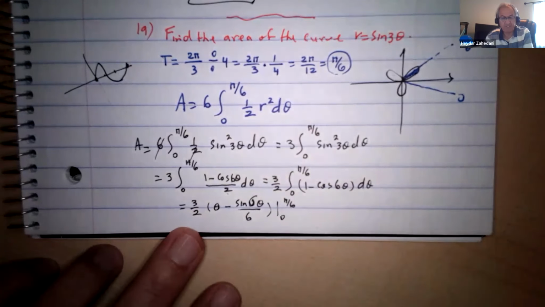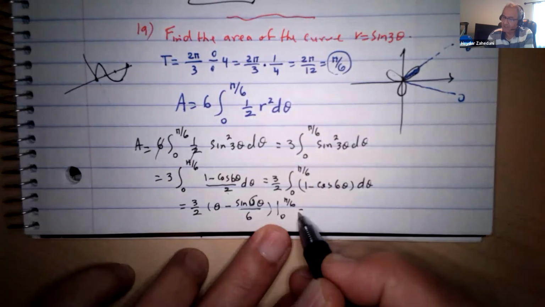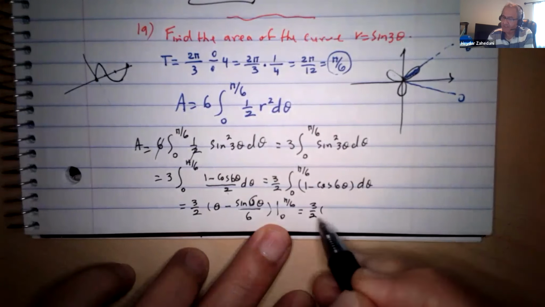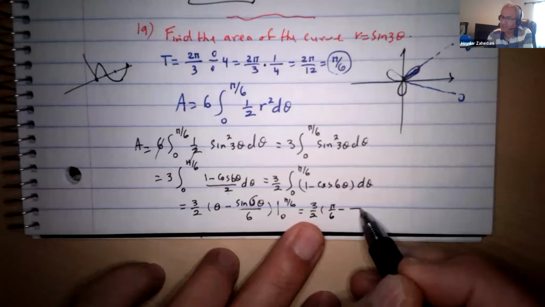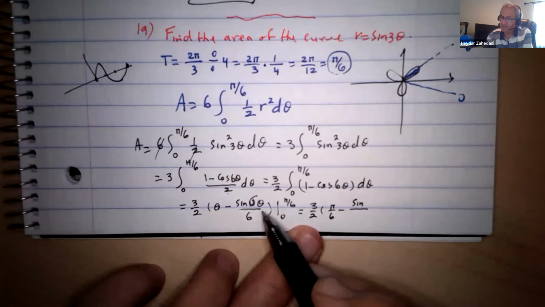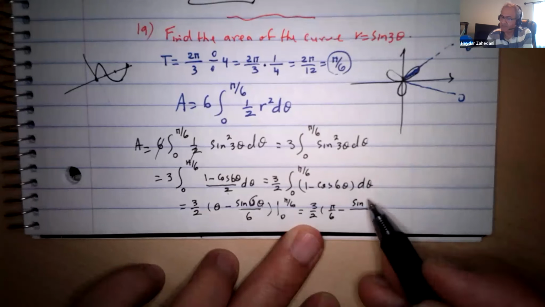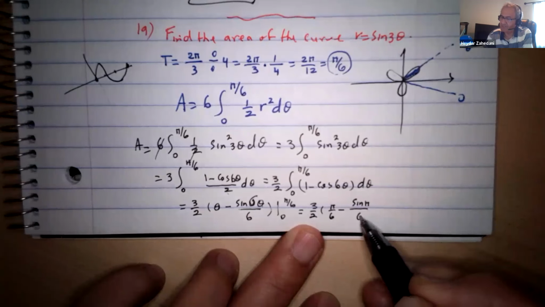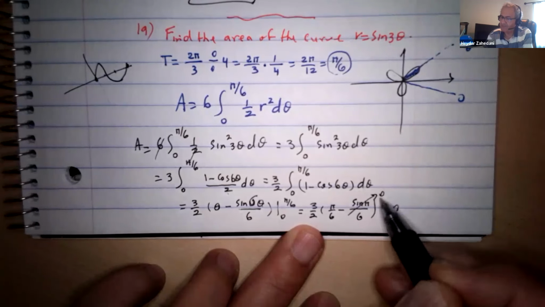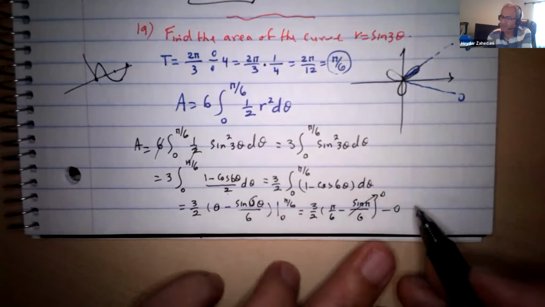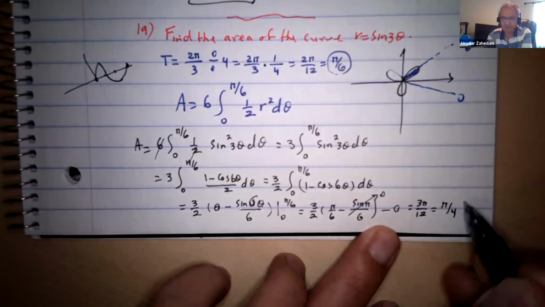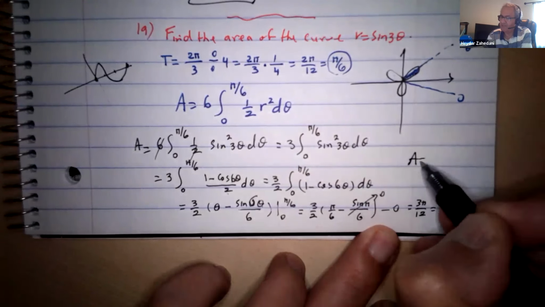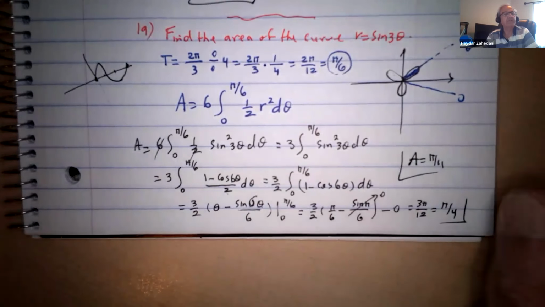If you substitute, simplify it, you get pi/4. You see, it's going to be 3/2 times pi/6 minus the sine of, if you replace theta by pi/6 times 6 would be pi. And the sine of pi is 0. And the rest are going to be 0. So that gives you 3 pi/12, which is pi/4. So the area under this curve is going to be pi/4.